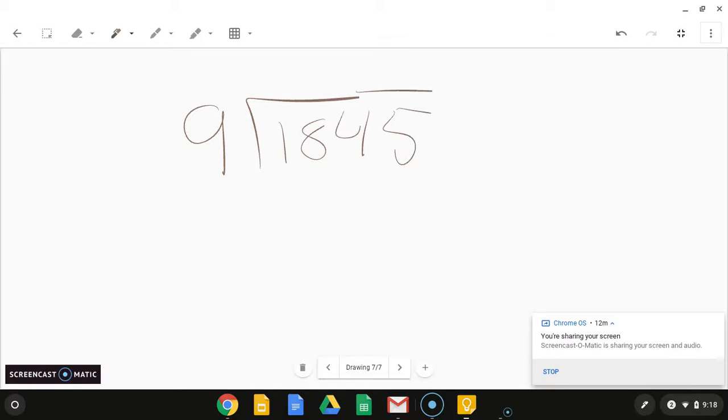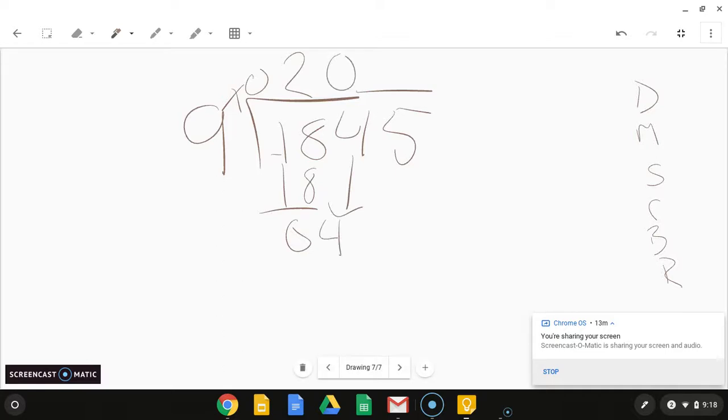To divide 1845 by 9. All right, so 9 cannot go into 1, so we put a 0 above there. 9 can go into 18 2 times. 2 times 9 is 18. We're going to subtract 18 there. Bring down our 4. 9 cannot go into 4, so we put our 0 at the top. 0 times 9 is 0. 4 minus 0 is 4. Now we bring down the 5. 9 can go into 45 5 times, because 5 times 9 equals exactly 45. 45 minus 45 is 0, so 205 is our answer, but we're not done.